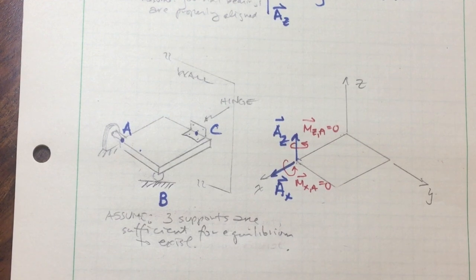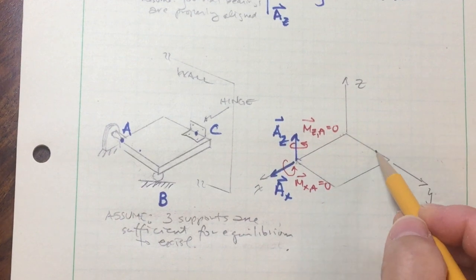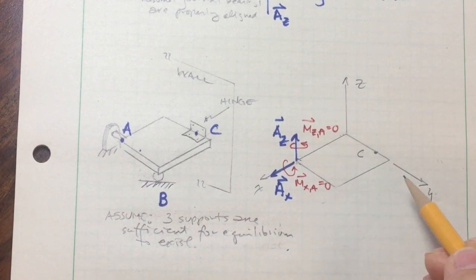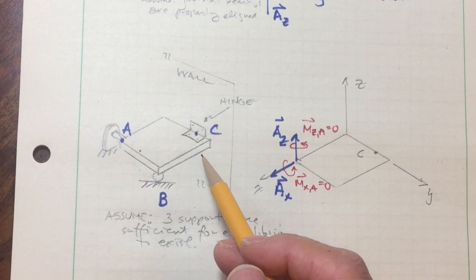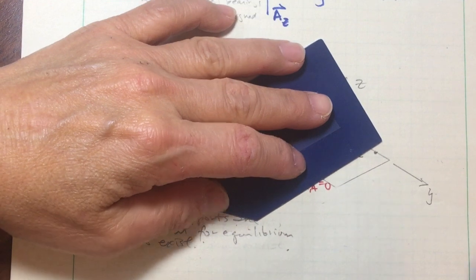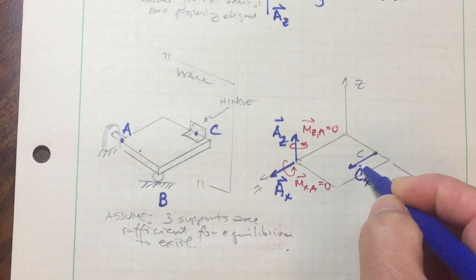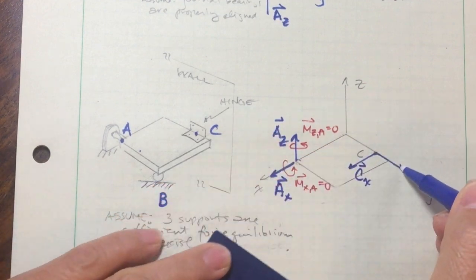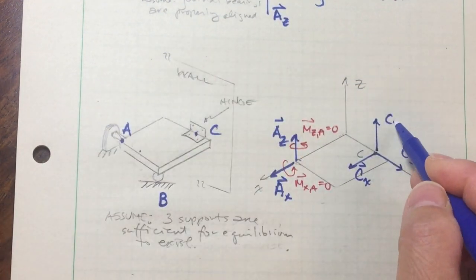And for the hinge, again, now for the hinge, so that'll be point C. That hinge prevents this table from translating in each of the directions, x, y, z. Therefore, we'll have reaction forces in those directions, Cx, Cy, and Cz.